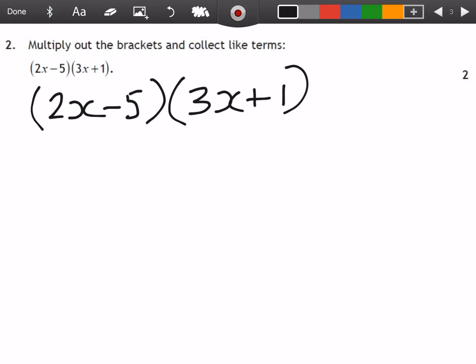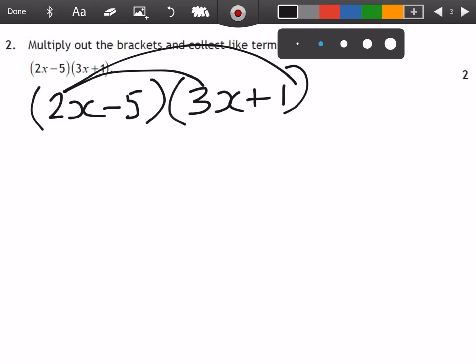Right, okay, 2x multiplies by 3x. And 2x multiplies by the 1. Basically, everything in that first bracket has to multiply by everything in the second bracket. Do not ever multiply the two things in the same bracket. Don't multiply them together. You do not do that. Okay? You rub that wee bit out.